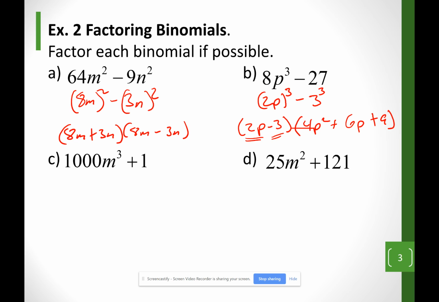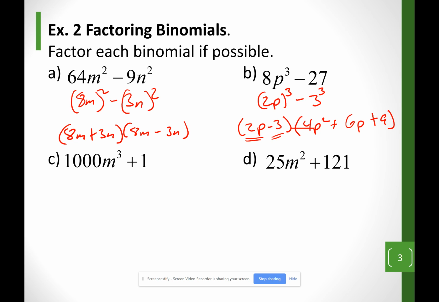And then I have to look at my second parentheses. I can see here if I can factor it. I'm going to try perfect squares. But this one's not going to work, because I get 2p and I get 3 here. Multiplying 2p times 3 does not give me half of the middle term. So I'm just going to leave it at that.